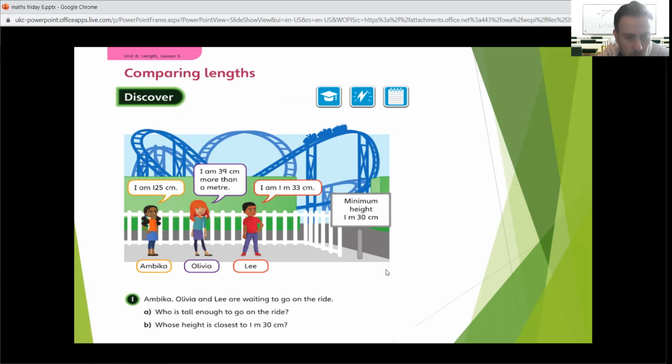All right. So we've got Ambika, Olivia, and Lee waiting to go on the ride. Who is tall enough to go on the ride? Okay. So have a think how tall you have to be to go on the ride, and who is tall enough. Think about that one first, tell the answer, and then we'll come back and do 1B. So pause the video, have a go at 1A first.